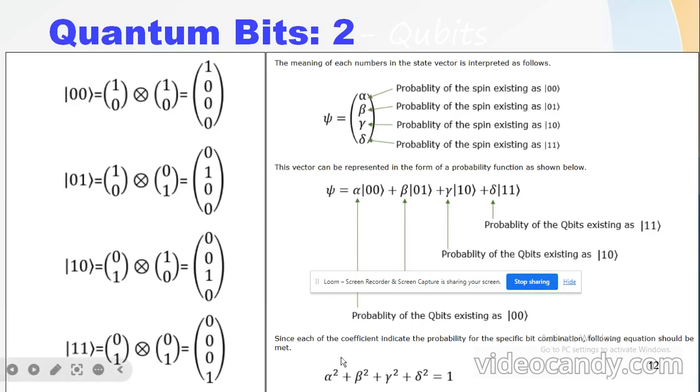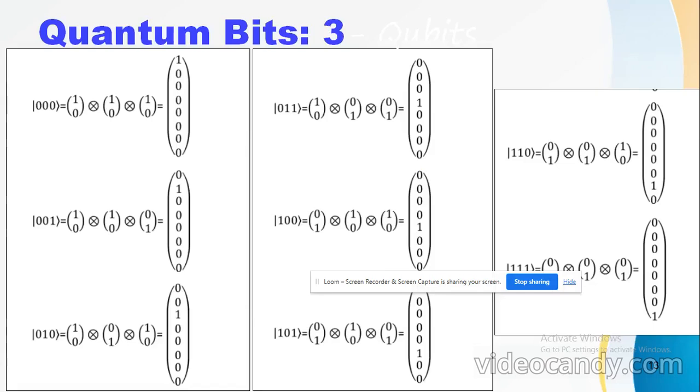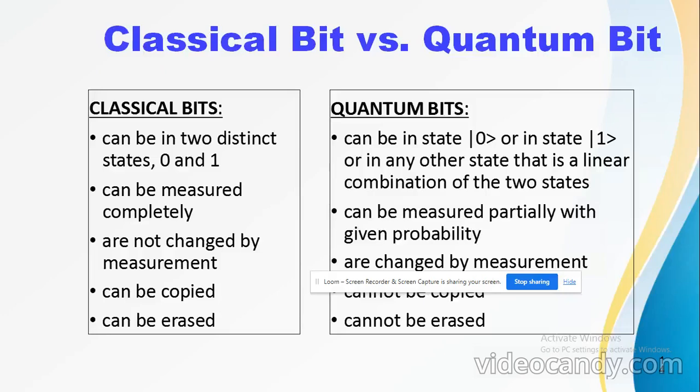And this condition has to be met: alpha square plus beta square plus gamma square plus delta square is equal to 1. This is the normalization condition. Similarly, the quantum bits of size 3 are represented in vector form, which is obtained with the tensor product of ket 0 with ket 0 with ket 0.